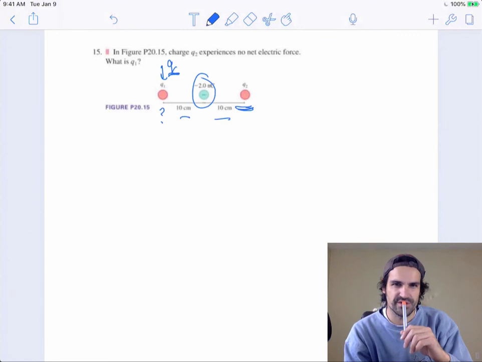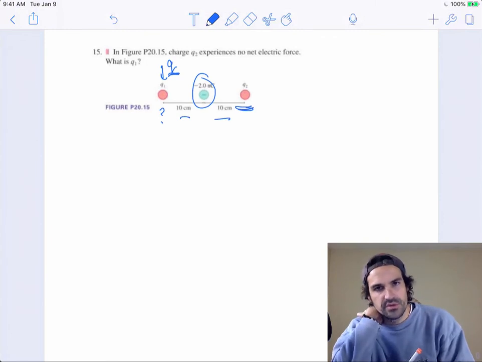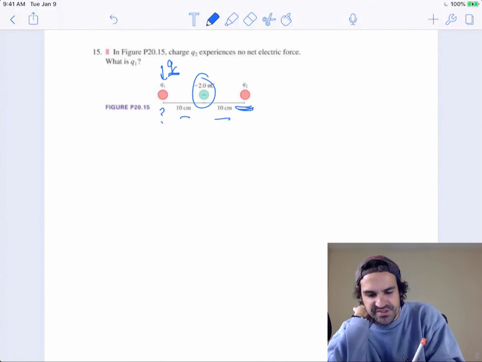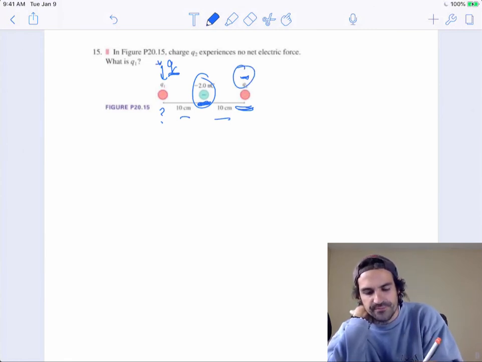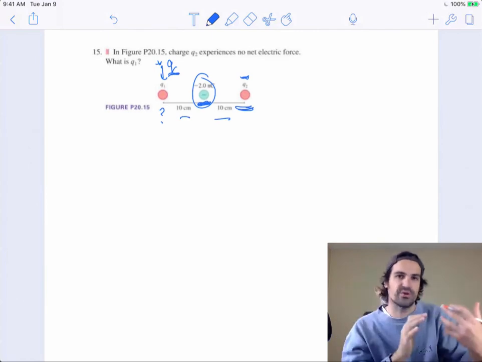So we could look at this conceptually and very quickly think our way through it. That's actually the right idea. This is going to have to be opposite in charge, because let's say that this is also negative. That means these two are going to repel each other. That means this would have to be positive to compensate for it. Or rather, charge 1 would have to be positive to compensate for it and pull it back.